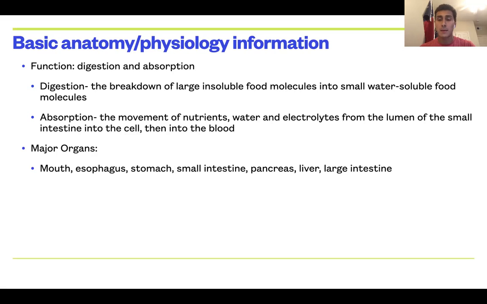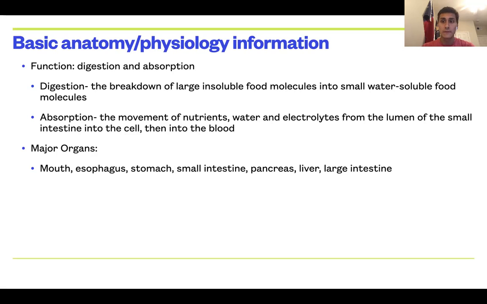And an example of chemical digestion would include our stomach juices mixing, interacting with the food located in our stomach. We also have absorption as a main function of the digestive system. And absorption, the definition is going to be the movement of nutrients, water, and electrolytes from the lumen of the small intestine into the cell, then into the blood.